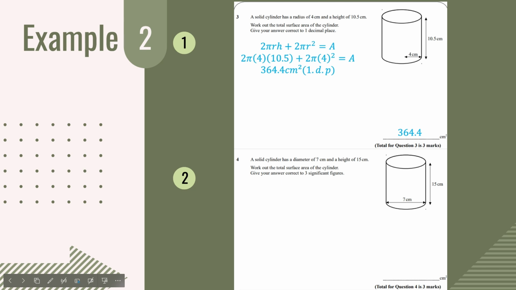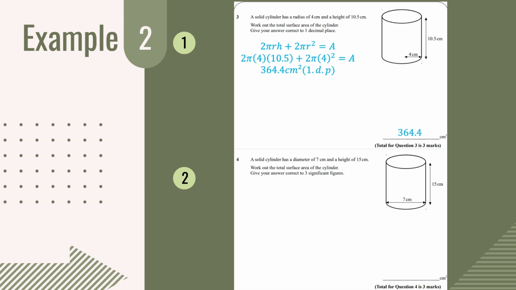In our second question, it says a solid cylinder has a diameter of 7 centimeters and a height of 15 centimeters. Work out the total surface area of the cylinder and give your answer correct to 3 significant figures. Here, with significant figures, it can be non-calc or calc, but it's probably calculated here.